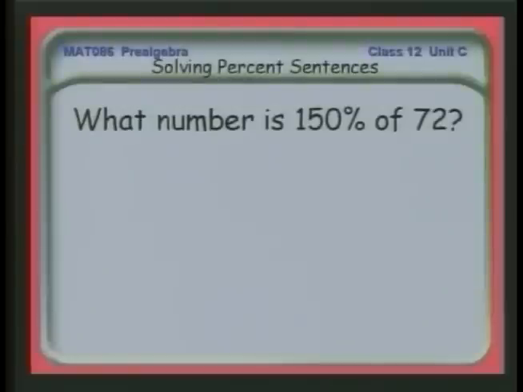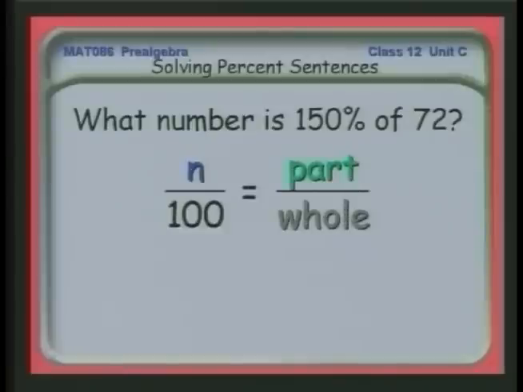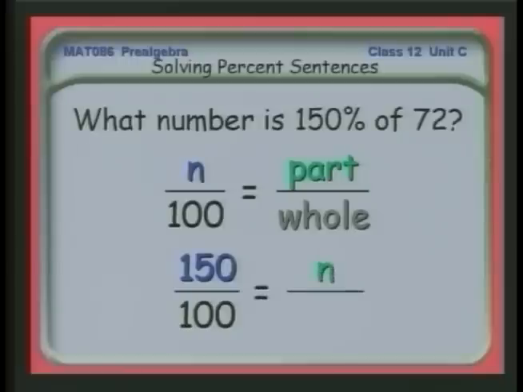Here's a problem. We're asking, what number is 150% of 72? What number is 150% of 72? In this case, what are we looking for, the part or the whole? We see the of 72, so 72 must be the whole thing. Therefore, we must be looking in this case for the part. Here is our basic equation, and in this case we have 150%. I have the now improper fraction 150 over 100 is equal to the part, which is what we're looking for. I'm going to call it n over 72.